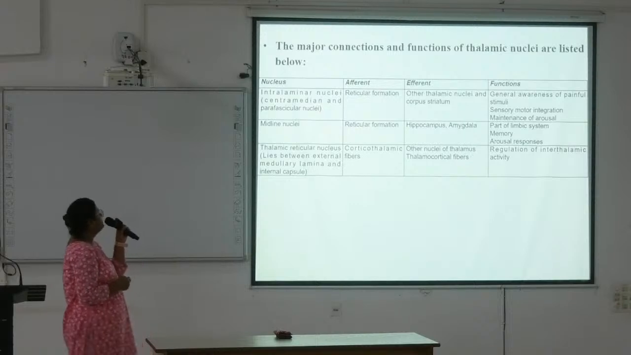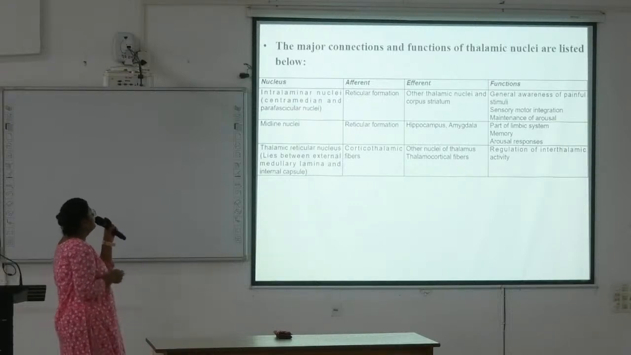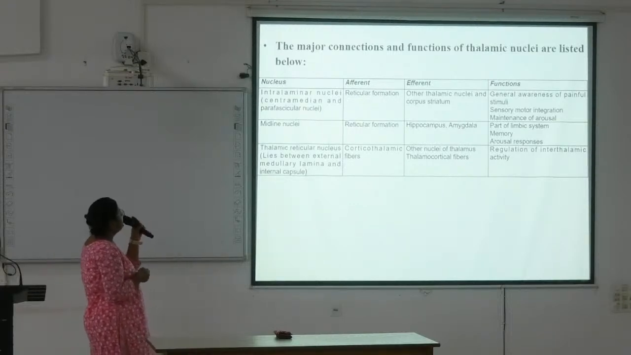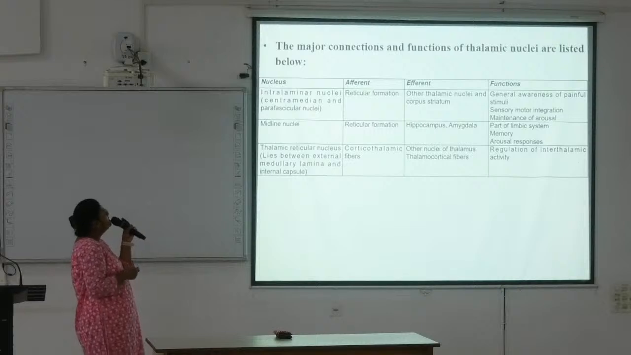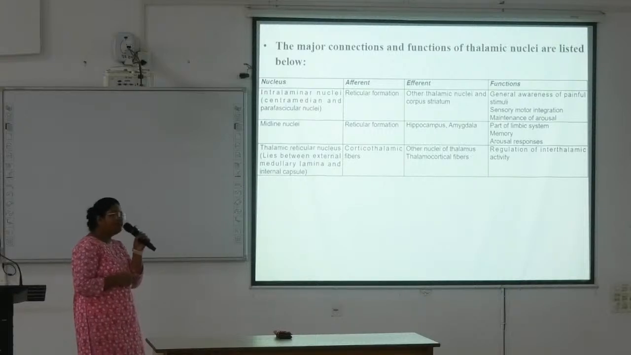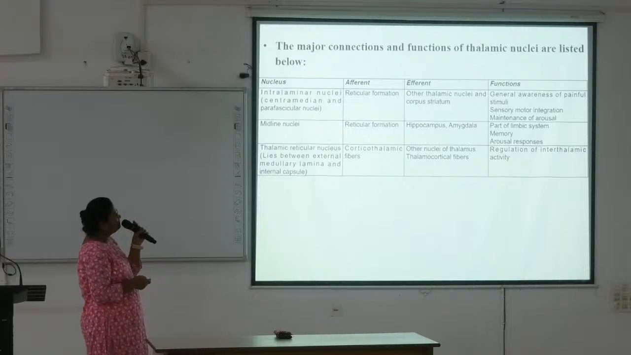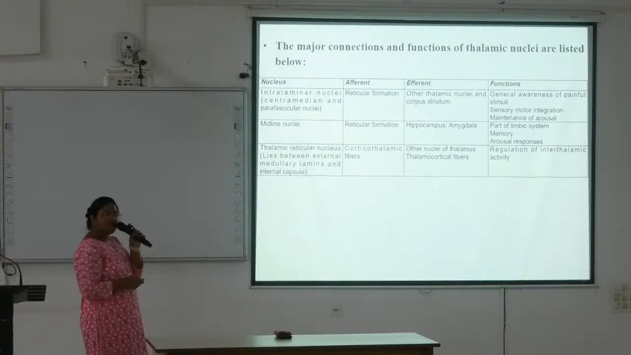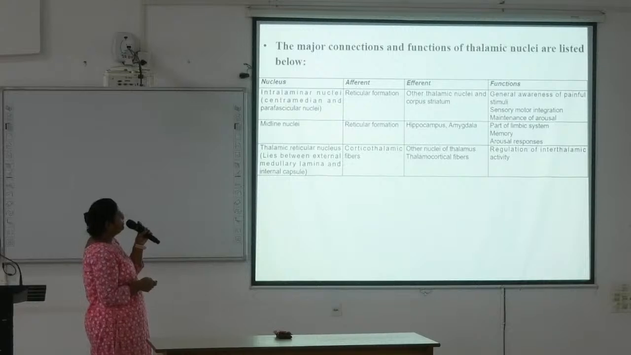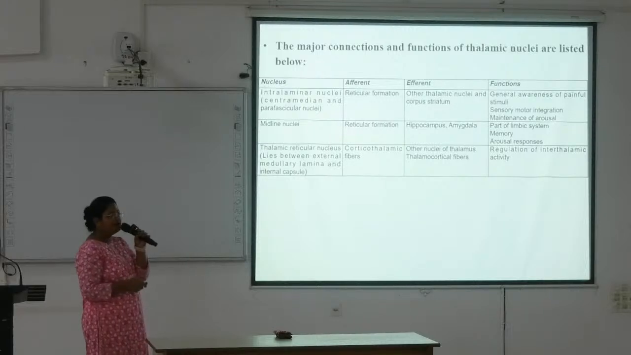Next is intralaminar nuclei. It has centromedian and parafascicular nuclei. Afferent coming from reticular formation. Efferent is going to other thalamic nuclei and corpus striatum. Function, it helps in general awareness of painful stimuli, sensory motor integration, maintenance of arousal.